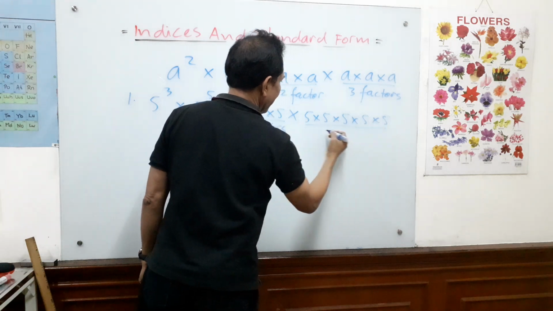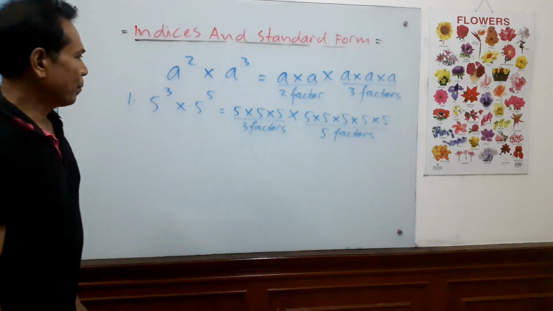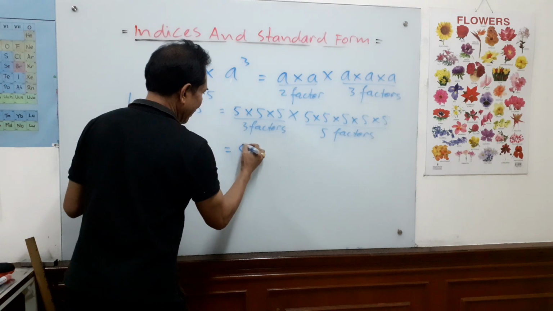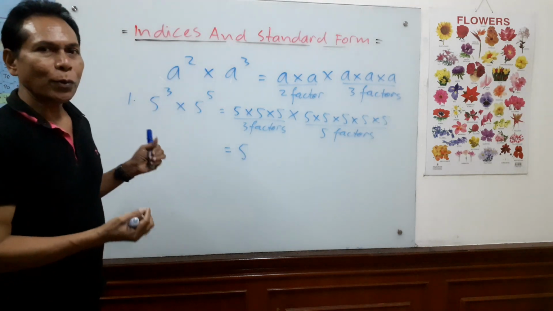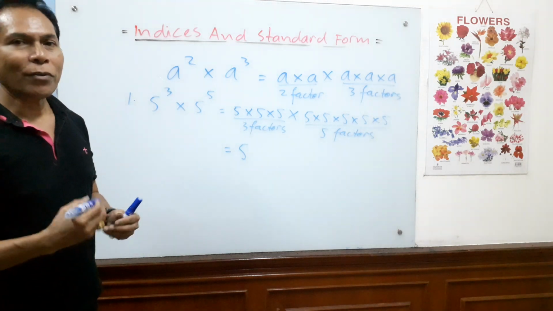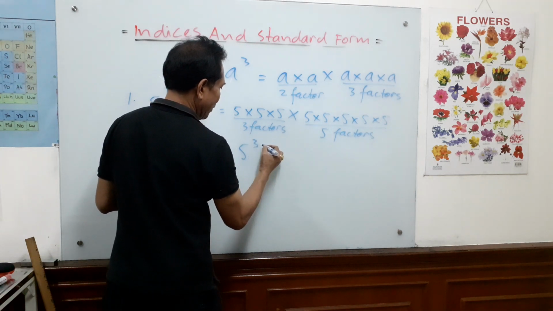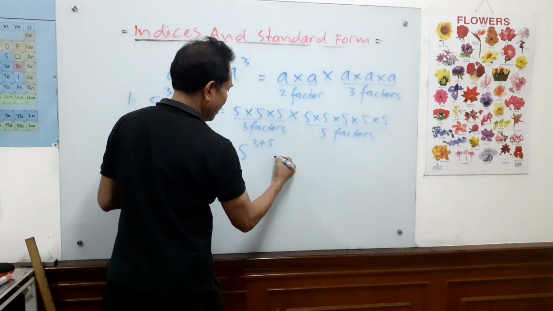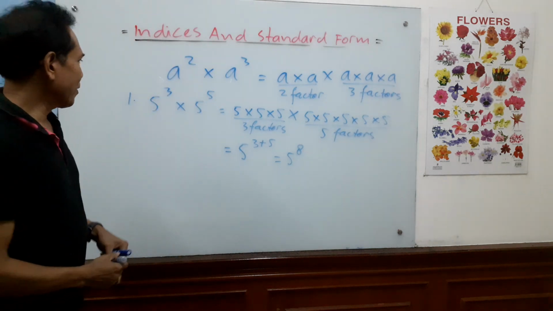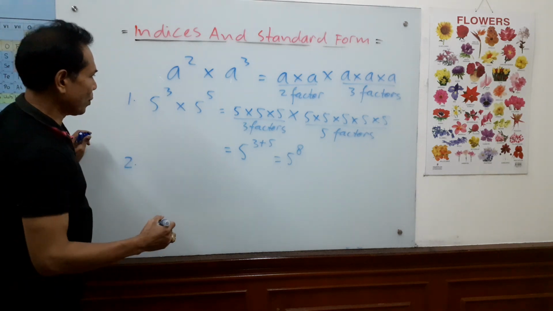And here we have 5 factors. So our base number is 5, so we put 5 here. I told you, children, when you multiply numbers like this, you add the powers. So 3 plus 5 equals 5 power 8. That's your answer for number 1. Let's look at number 2. We bring some more questions.